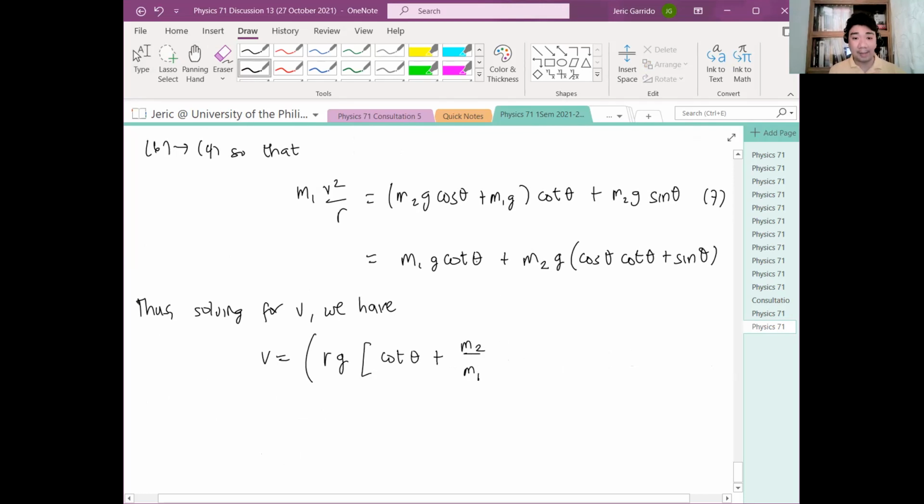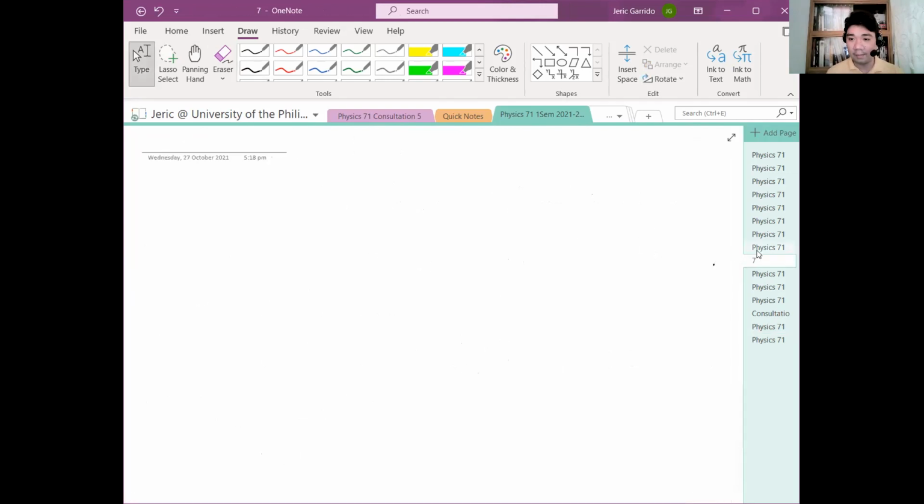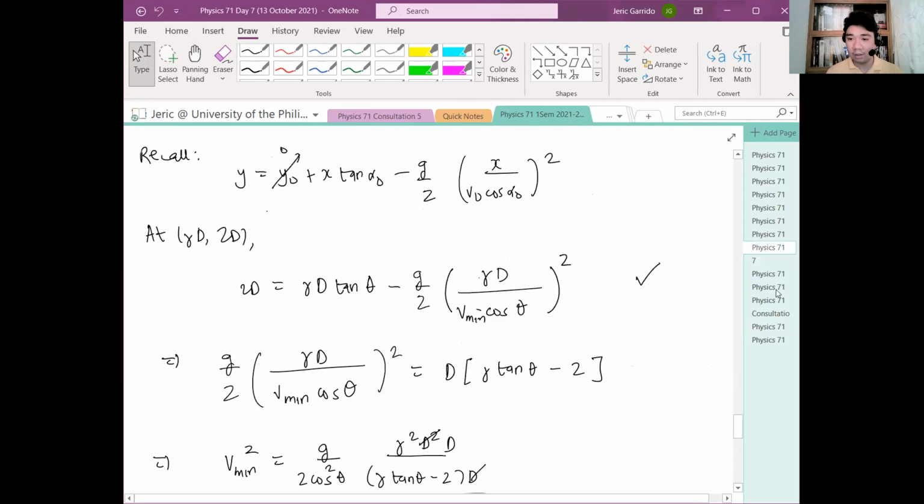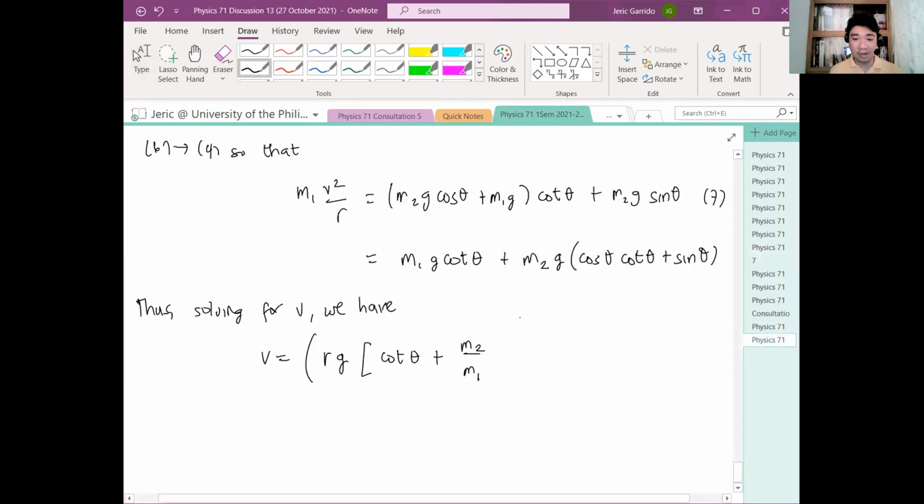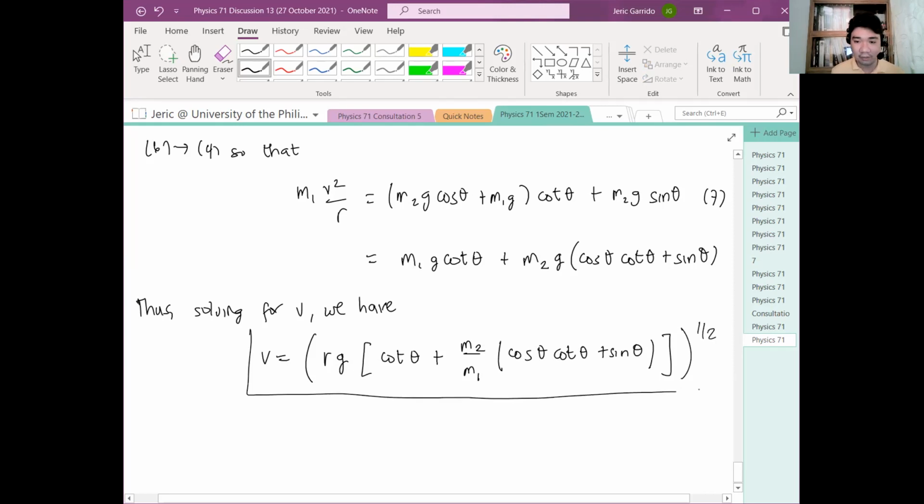So what I did is factor out m1 in this expression here, and therefore I have an m2 over m1. I factored out my g, and thus I have cosine theta cotangent theta plus sine theta, and this is just raised to 1/2. This is the expression for the velocity needed for m2 to be at rest.